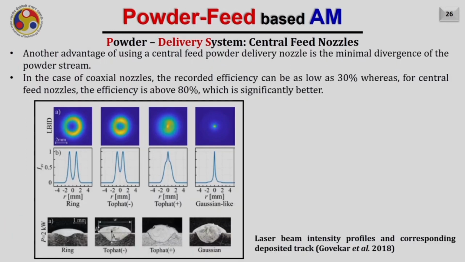Therefore, central feed powder systems have become a little bit popular. In the central feed nozzles, we usually have a powder stream at the center. So, this is my powder stream, and it is surrounded by a conical laser beam.